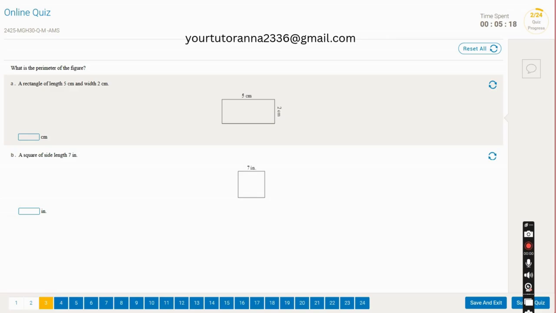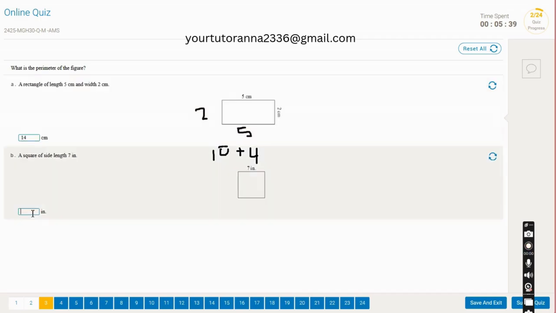So here, the question is: what is the perimeter of a rectangle with length 5 centimeters and width 2 centimeters? Remember, for the perimeter, you can add all the sides. So 2 is here and 5. The opposite sides of a rectangle are the same, so that's why I wrote a 5 here and 2 here. Just add them. 5 plus 5 is 10. Plus 2 plus 2 is 4. 10 plus 4 is 14.